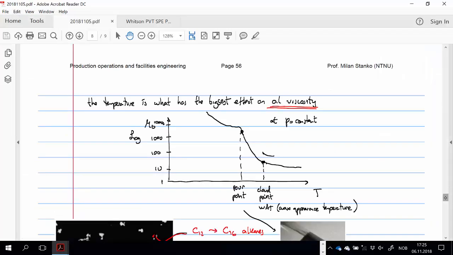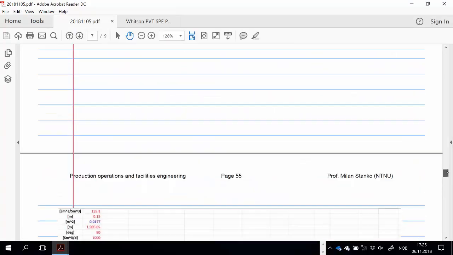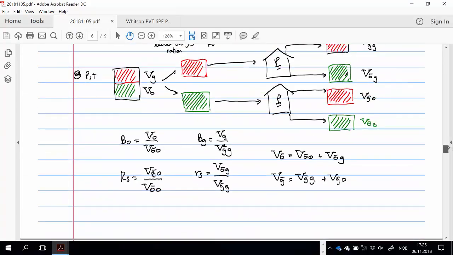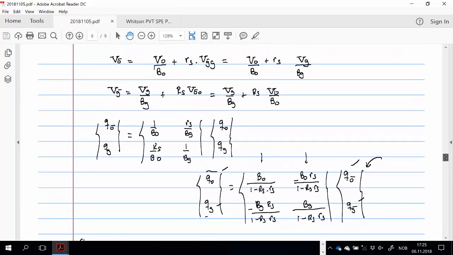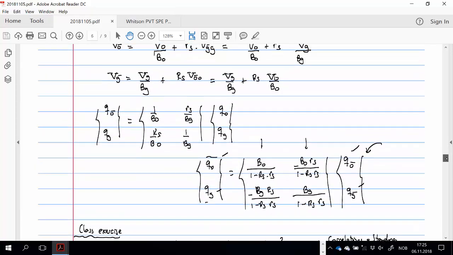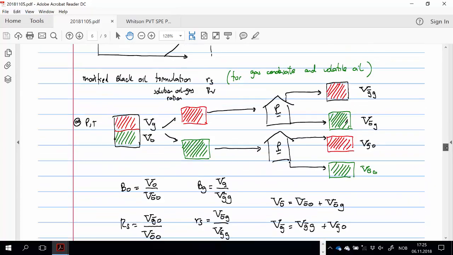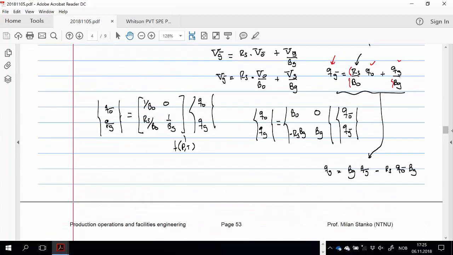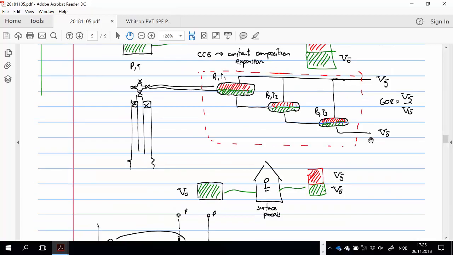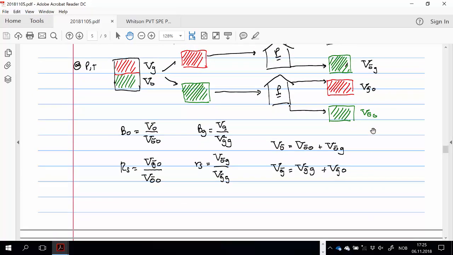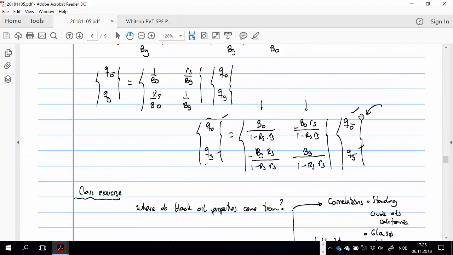Then we talked a bit about, we did an exercise. We found this matrix to convert. Very practical. You know now, if you use the simplified black oil approach, that's okay for many cases. You know how to use it. And if you have the more complicated black oil approach, you also know how to use it, as long as you have the tables, and you know how to interpolate.